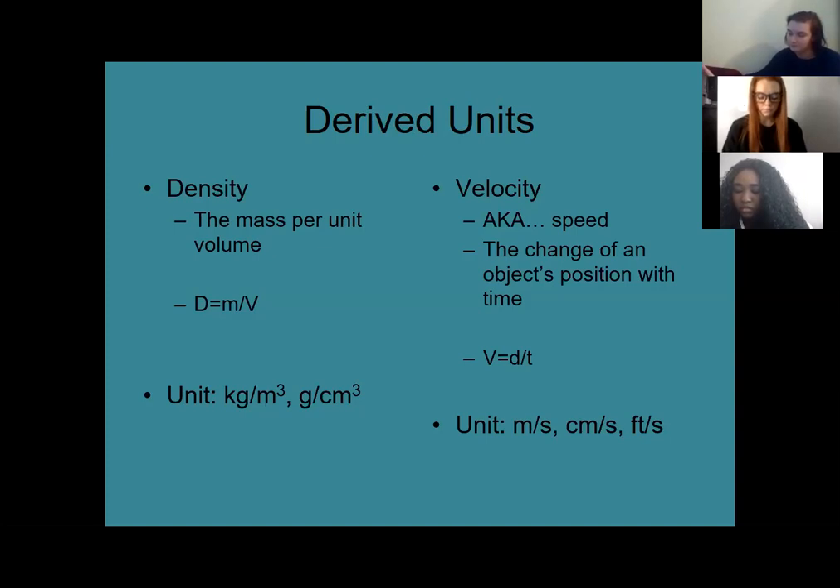So the formula for velocity is that velocity is equal to distance divided by time. So your units will be units of length or distance over units of time. In the MKS and the SI systems, our unit of length is the meter, our unit of time is the second. So velocity is quantified in meters per second. In the CGS system, it's centimeters per second. And in the British system, it would be feet per second.